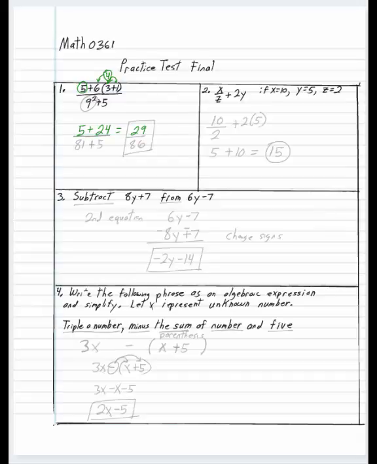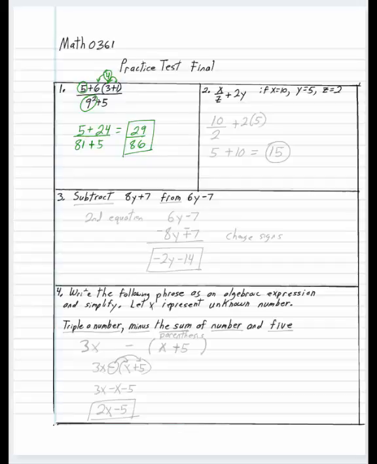Let's deal with the bottom part. Here I see 9 to the second power. That's actually 81. Then 81 plus 5 is 86. And that is our answer. 29 over 86.